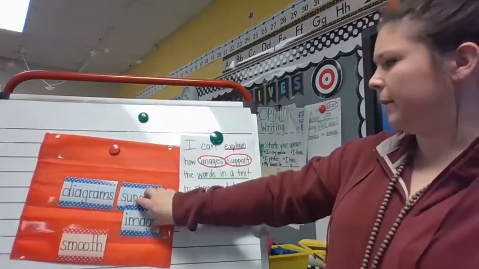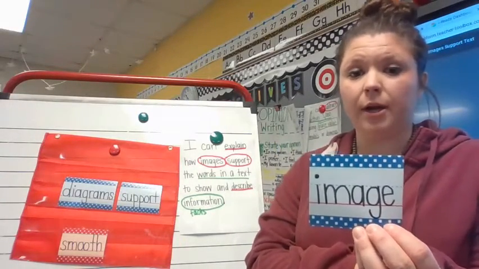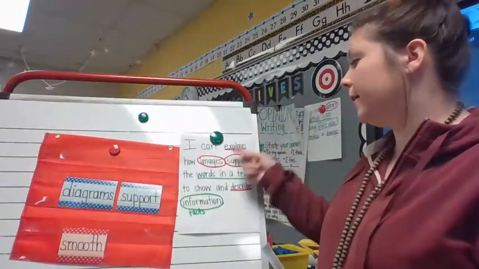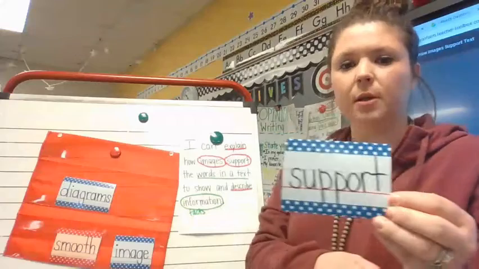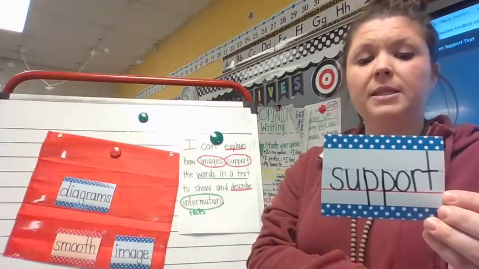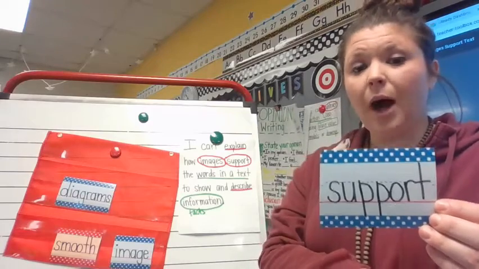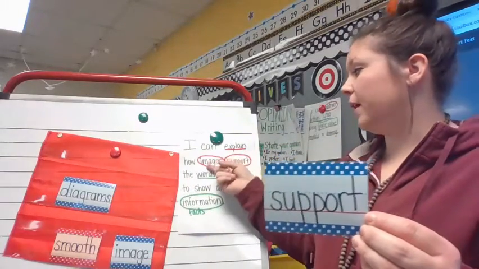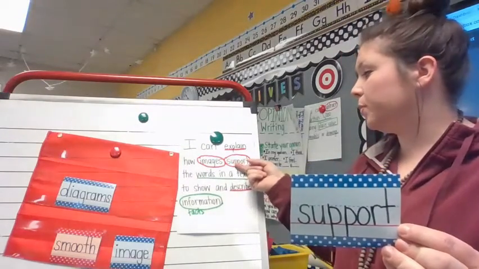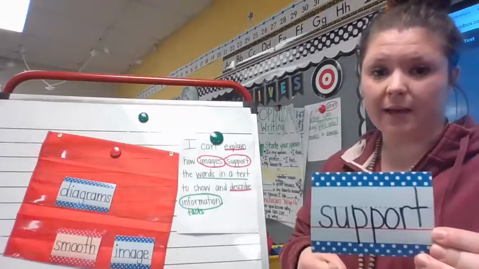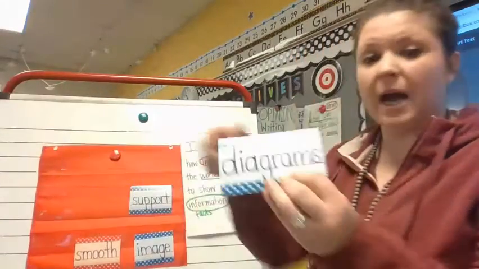Let's look at that word, images. An image is a picture or illustration or photograph that is in a text. So I can make it clear how these images, the pictures or illustrations, support the words. Support means to help explain or provide evidence for a main idea in a text. So I can make it clear how the images help explain or provide evidence for the words in the text.